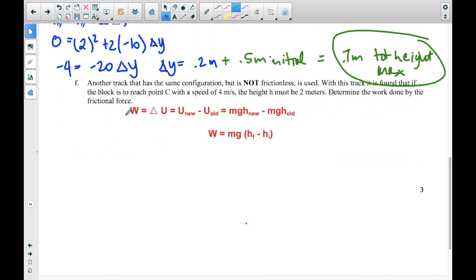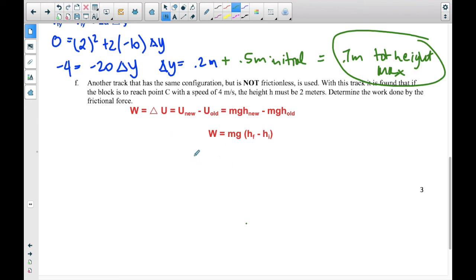Determine the work done by the frictional force. Well, the work is going to be how much work has left the system, how much energy has left the system. And the way we find out that change in energy is we take the new energy minus the old energy, and that's going to be the difference. Well, that is going to be mgh new minus mgh old. And maybe instead of new, I can call that final. Instead of old, I can call that initial. So that means that the work is just the change in energy, okay? Because the change in energy is how much we lost.